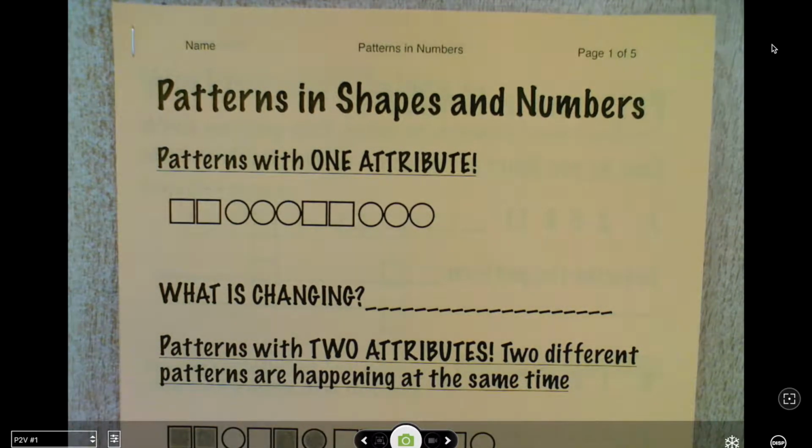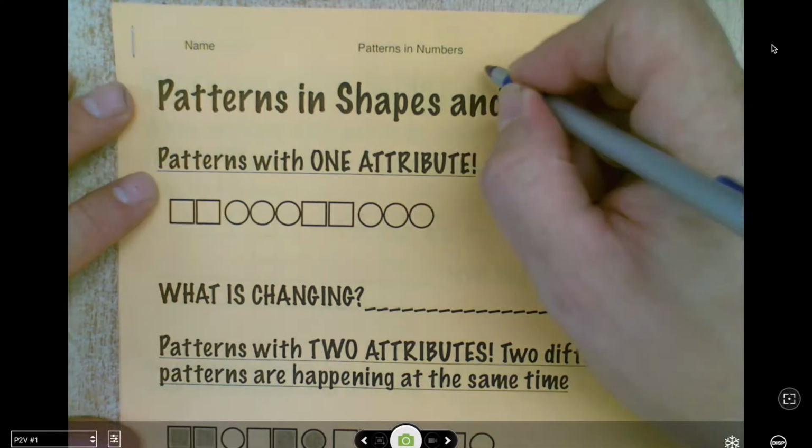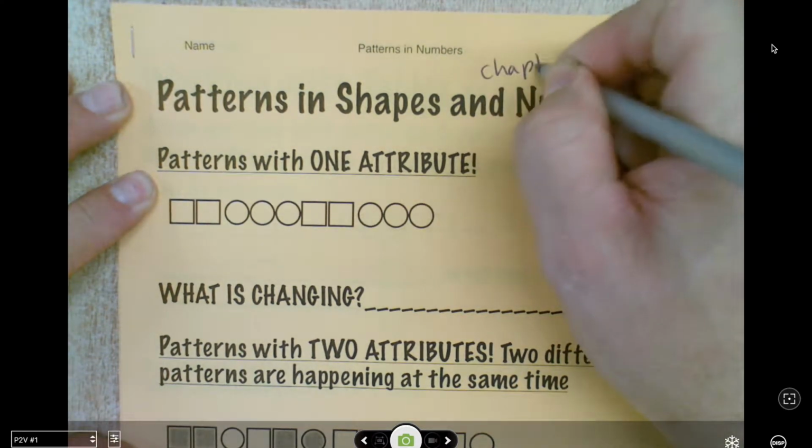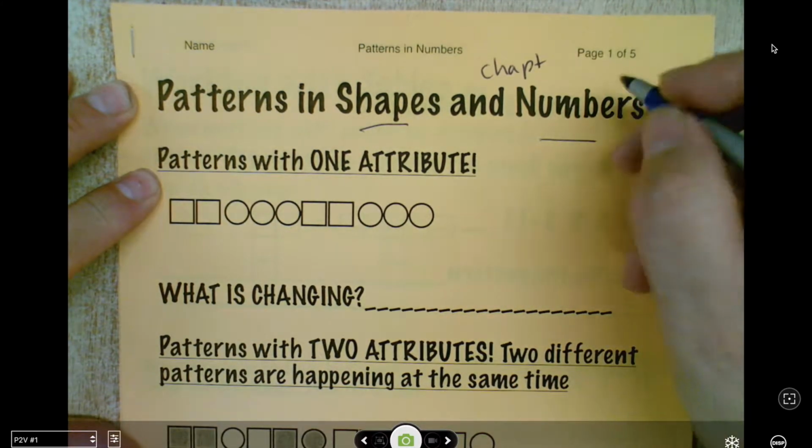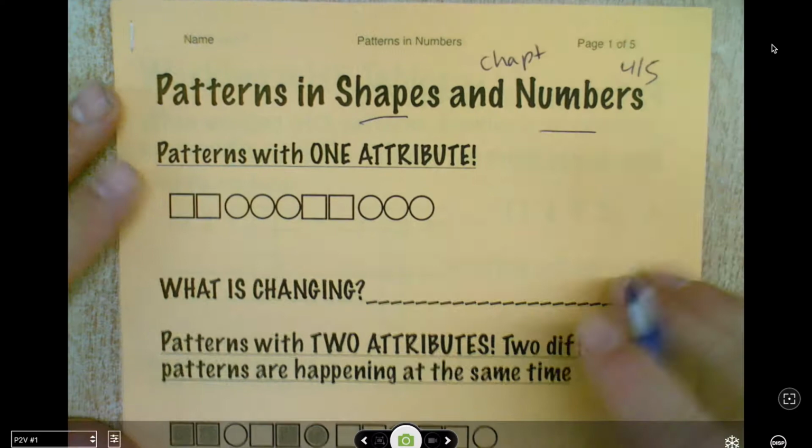Hey boys and girls and parents, here's a review of the first chapter. That chapter is all about patterns and shapes and numbers, and this is for grade 4s and grade 5s.